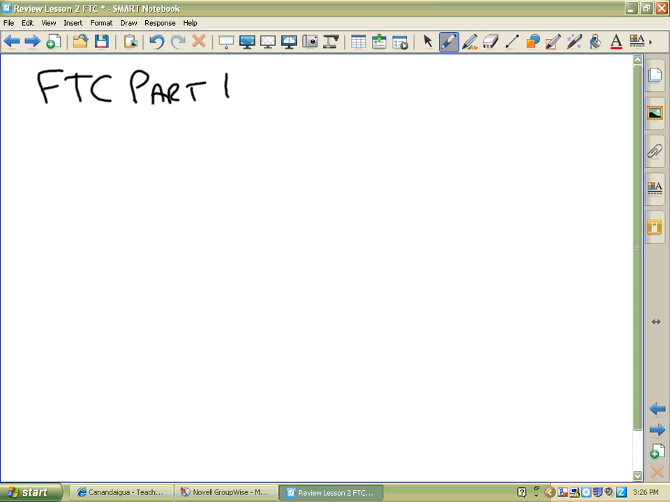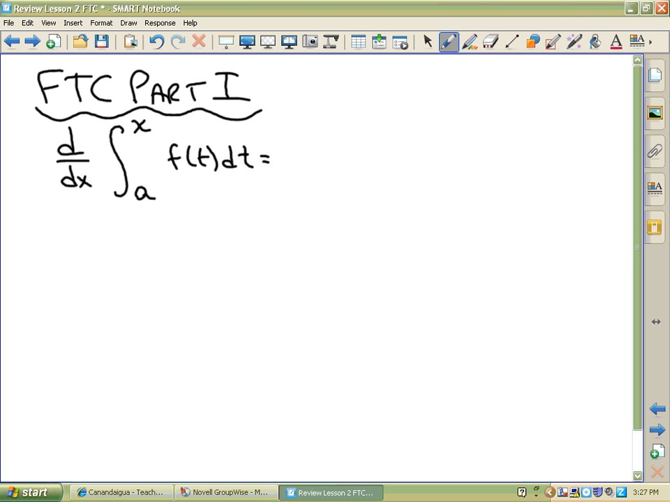Part 1 is the part that gets the short end of the stick usually, because it's not very useful. And what it says is that if you take a derivative with respect to x of an integral function, and the integral function runs from some number to that variable x, and you're integrating some function, f of t dt, and we should note that t is different than x, t is a dummy variable, that the derivative of that integral function is f of x itself.